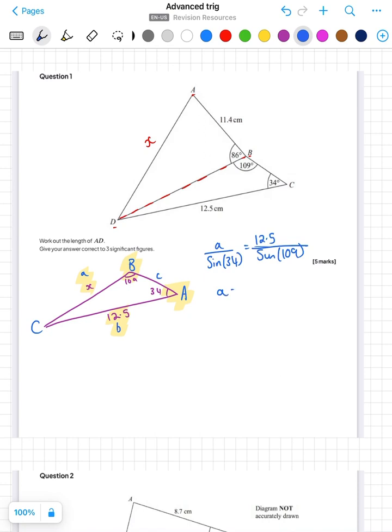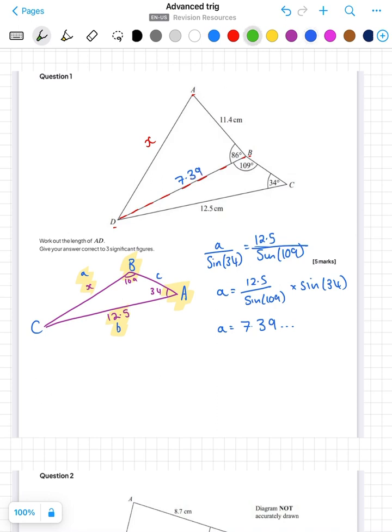To rearrange, we're going to multiply 12.5 over sine 109 by sine 34. And now we pop that into the calculator. 12.5 over sine 109 multiplied by sine 34 gives us 7.39, etc. So we're going to keep those decimal places in our calculator, so now we can use that for the next part.